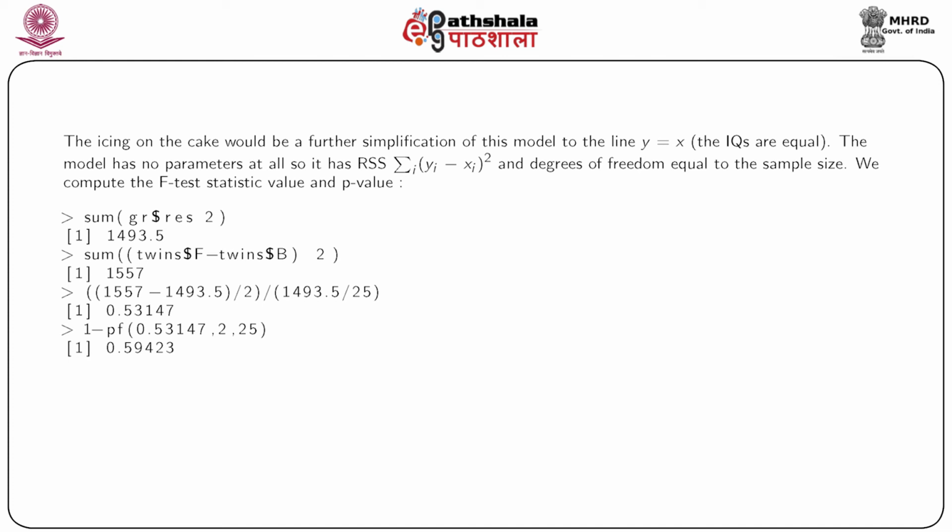We take the residuals from the simplified regression model that we had fitted, and we take the square, and the sum of squares of the twin for the foster care minus the twin belonging to the biological parents. Using these sums of squares we can finally get the F statistic as the ratio of 1557 minus 1493.5 divided by 2, where 2 is the degrees of freedom for the numerator of the F, divided by 1493.5 over 25, where 25 is the denominator degrees of freedom.